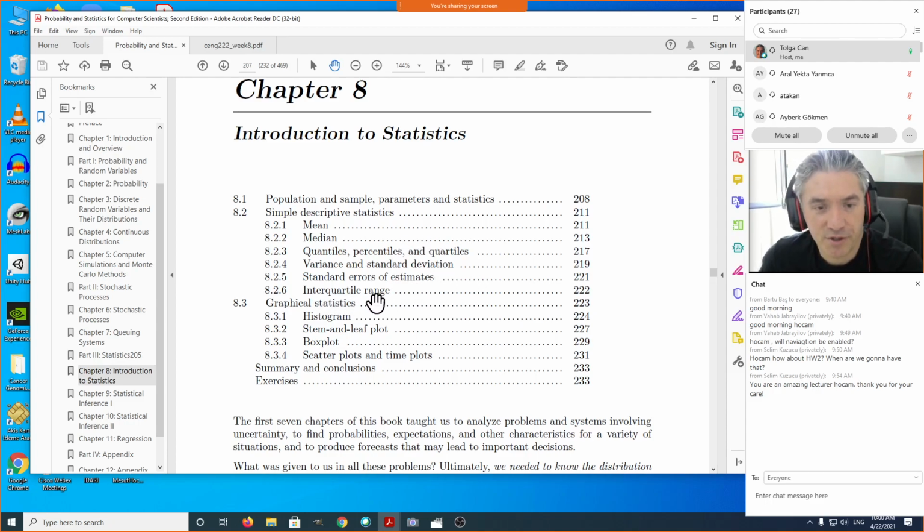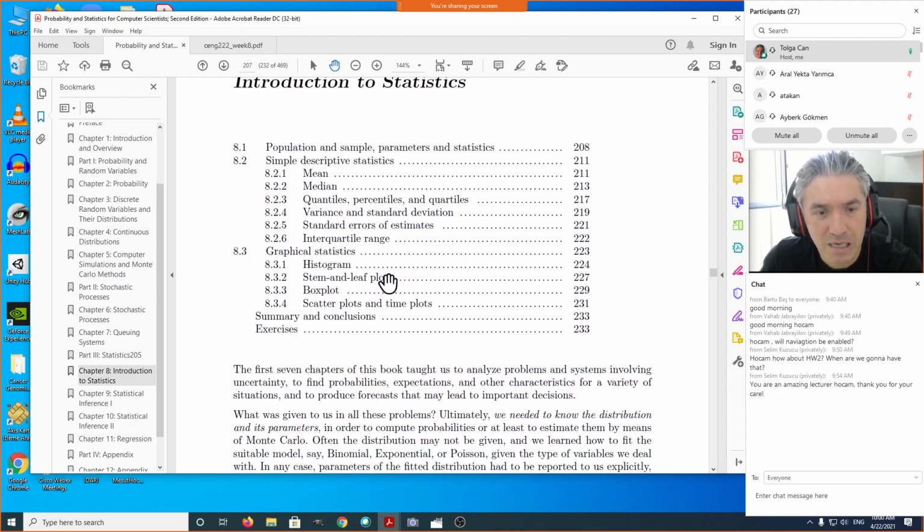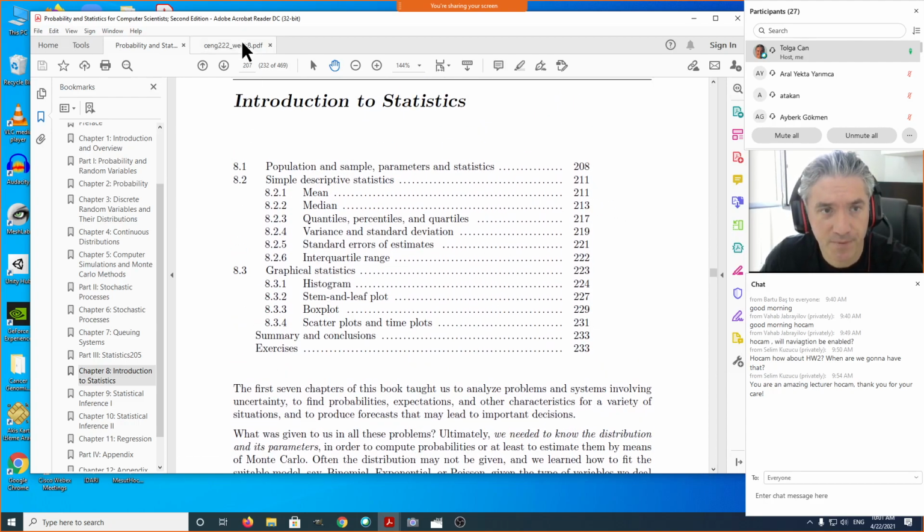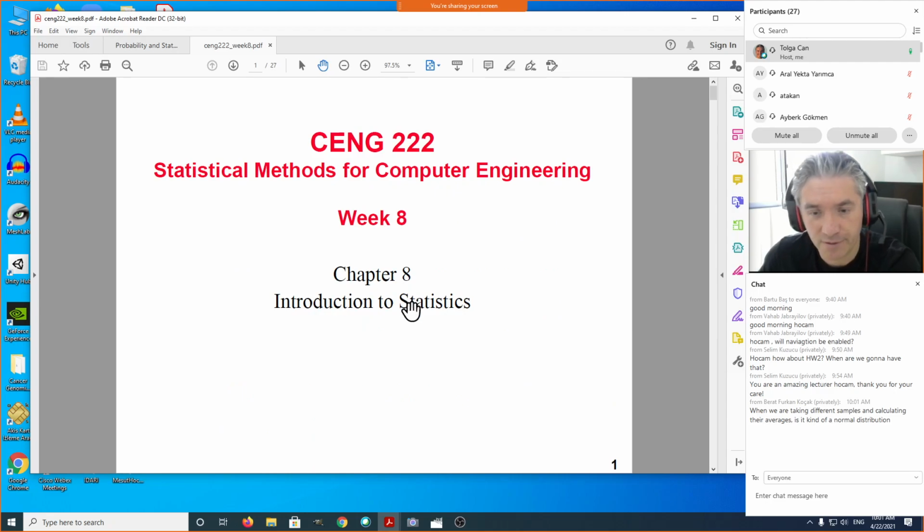The interquartile range is the range between the first and third quartile. In other words, between the 25th percentile and the 75th percentile. We are going to talk about these things, and we are going to learn histograms, stem and leaf plots, and box plots, which are used a lot to visualize data and show the distribution of data points really nicely. You're going to take a look at those. I think we're not going to talk about scatter plots or time plots, but you can read them later yourself. All right, so let's go ahead and cover all these topics one by one.